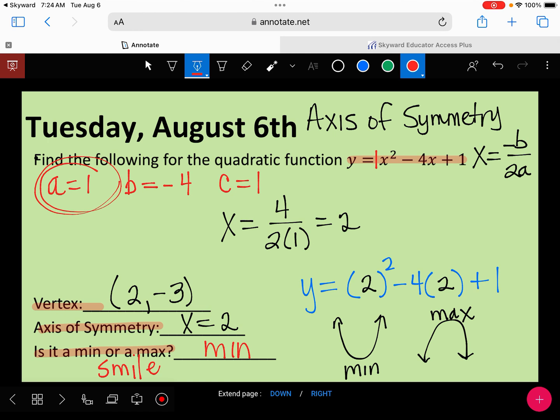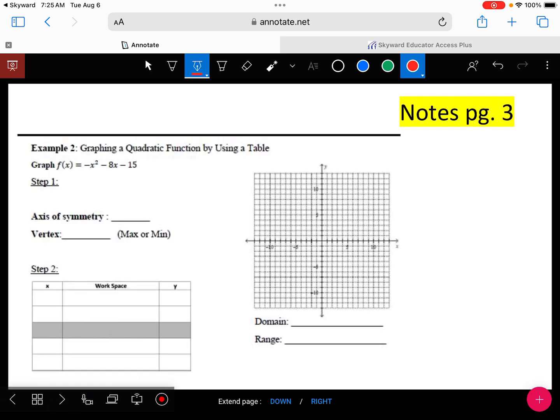All right, so now let's go to our notes, I think we're on the bottom of page 3. And we're gonna graph another one together. If you have a binder and I didn't mark it down, you can show it to me at the end of class and I'll put that in.